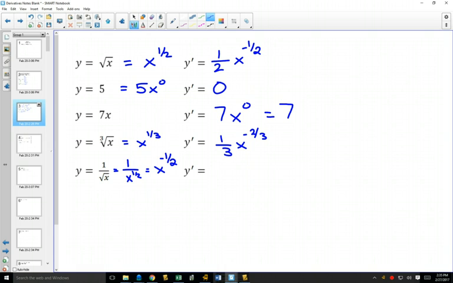And now if we do the same pattern, the negative 1/2 comes out in front. And now we subtract 1. Negative 1/2 minus 1 is negative 3/2.